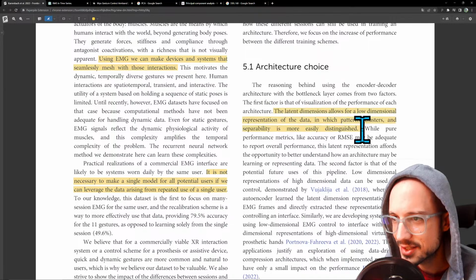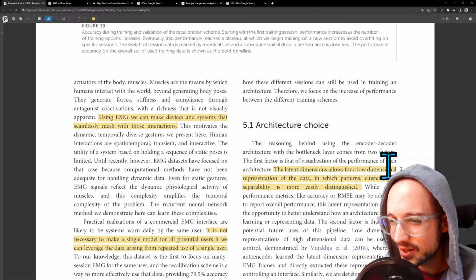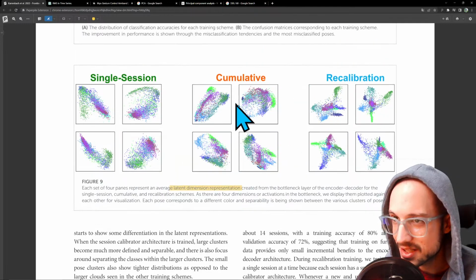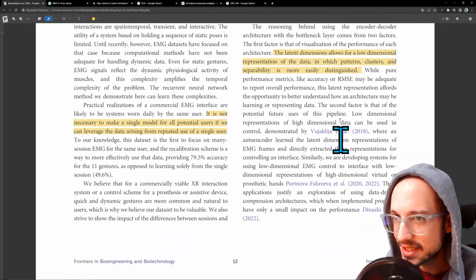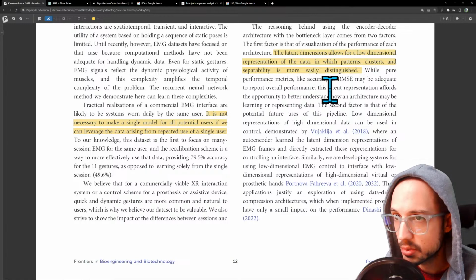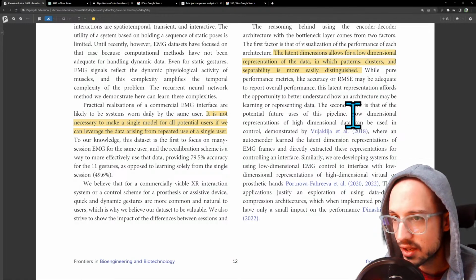Okay, so I mean, that's a terrible reason to do that. They're saying that the reason they used this encoder-decoder is so they could create this plot, but these plots are misleading, so I don't know about that. While pure performance metrics like accuracy or RMSE can be adequate to report overall performance, this latent representation affords the opportunity to better understand how an architecture may be learning or representing data. Yeah, I think that's a little bit of a weak justification.